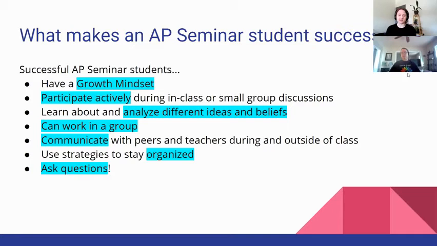And then lastly, it really helps if you have some strategies to stay organized. And you really need to be able to ask questions in AP Seminar when you're stuck and just when you don't understand what's going on, or even questions about what you're researching.